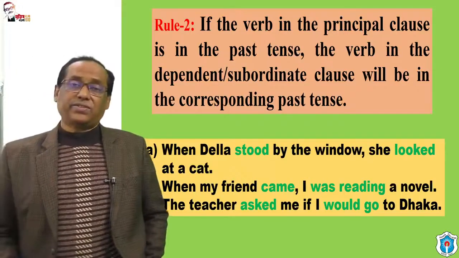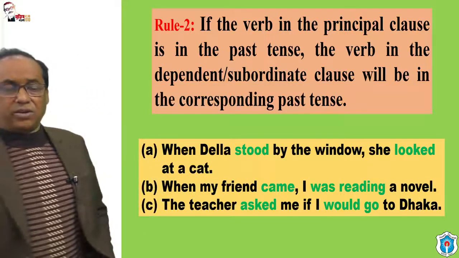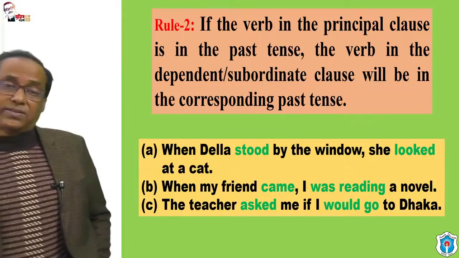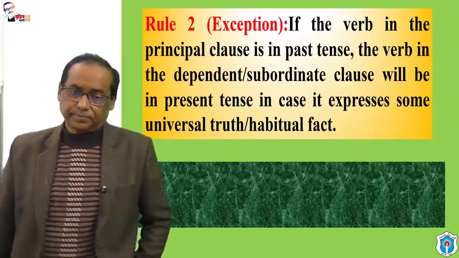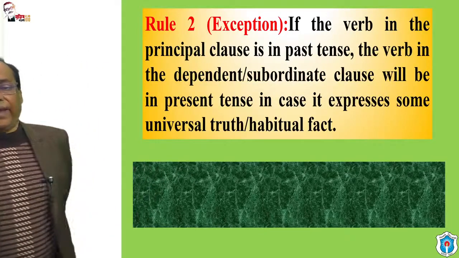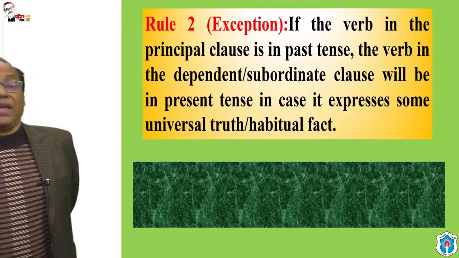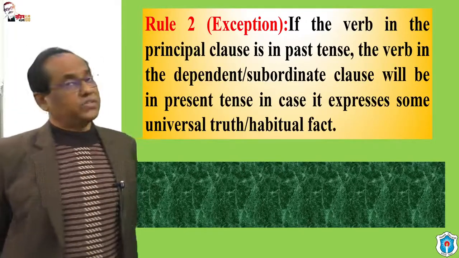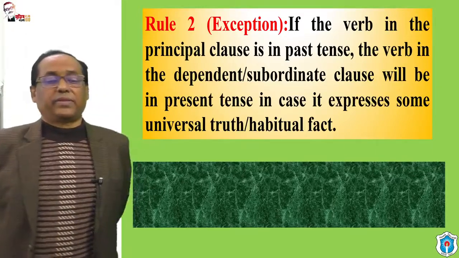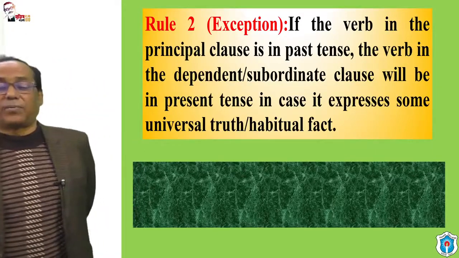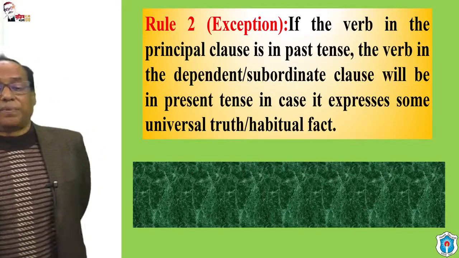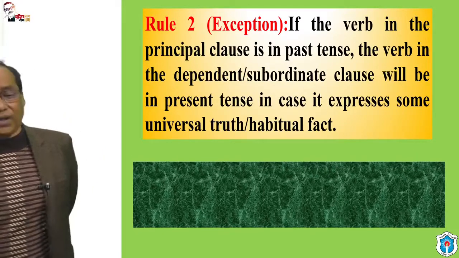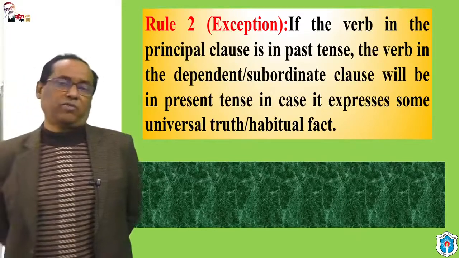My dear students, there is an exception to the rule. And what is the exception? Let us see. This is the exception. If the verb in the principal clause is in past tense, the verb in the dependent or subordinate clause will be in present tense in case it expresses some universal truth or habitual fact.